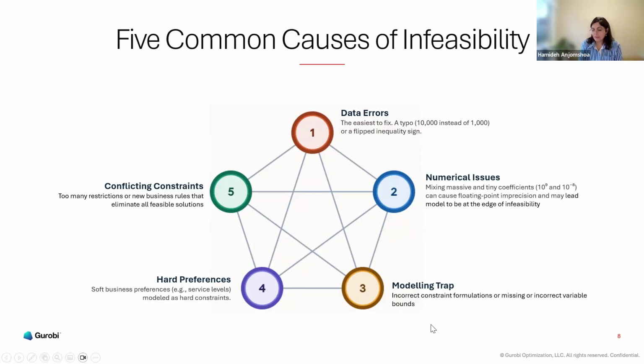And the third common cause that we found is the modeling trap. Sometimes the constraint formulation is not correct. It doesn't mean what you were thinking. And the other thing is sometimes you forget about checking the upper or lower bounds of your decision variables. By default, for example in Gurobi, the lower bound is 0, so everything by default is positive. But in reality, sometimes your model can have negative numbers as well. So just check those upper bounds and lower bounds as well.